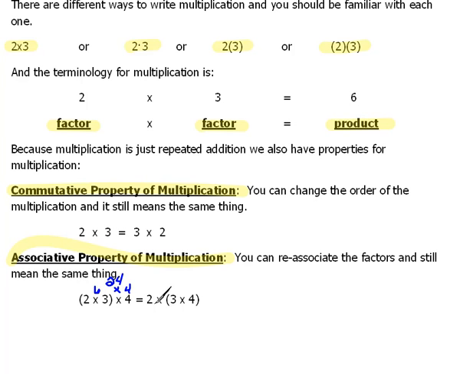Now, what if we did it in a different way? You notice that these are in the exact same order, 2, 3, 4, 2, 3, 4. We're just reassociating these. So 3 times 4 would be 12, and then if I were to multiply that to 2, we would get 24. Those are the exact same thing.